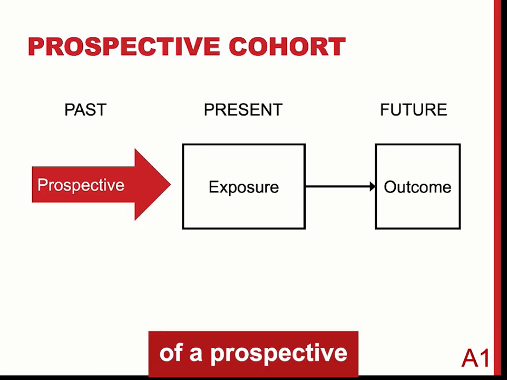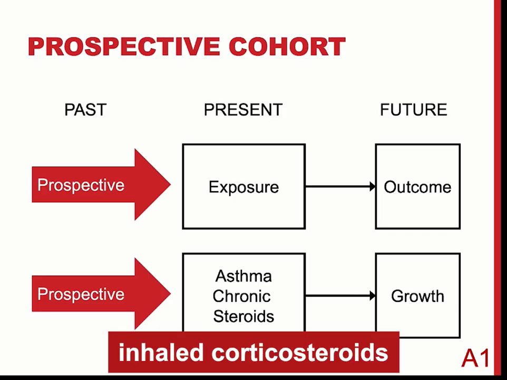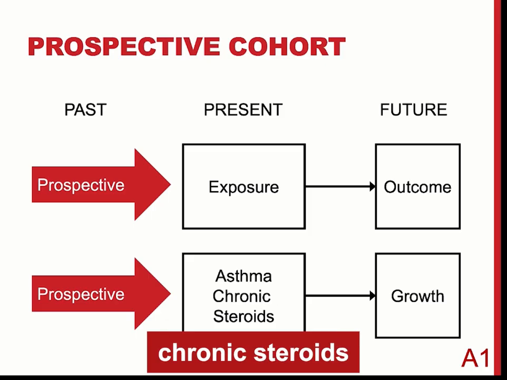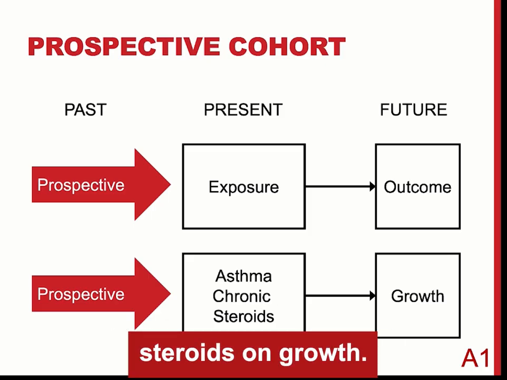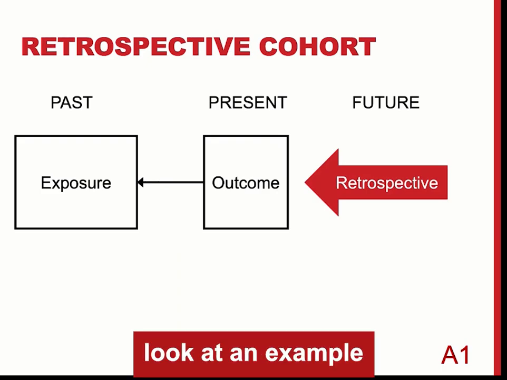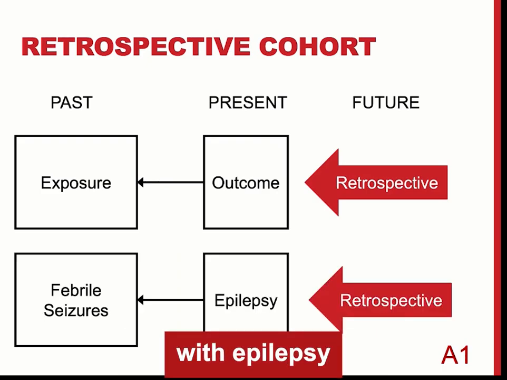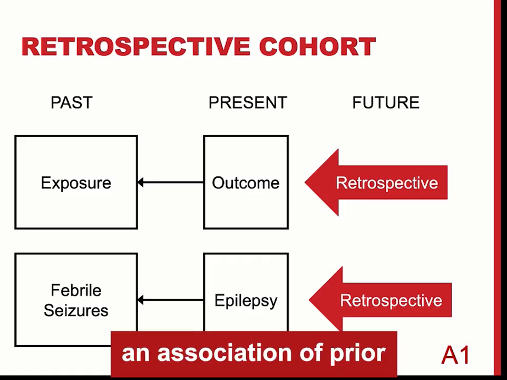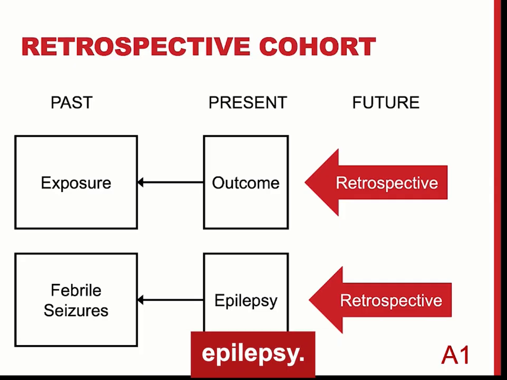Let's look at an example of a prospective cohort study. A cohort of pediatric asthma patients receiving chronic inhaled corticosteroids and a cohort of asthma patients not receiving chronic steroids are followed over time to determine the effect of chronic inhaled steroids on growth. Now let's look at an example of a retrospective cohort study. A cohort of patients with epilepsy is identified in the present, and records are reviewed to determine if there is an association of prior febrile seizures with developing epilepsy.